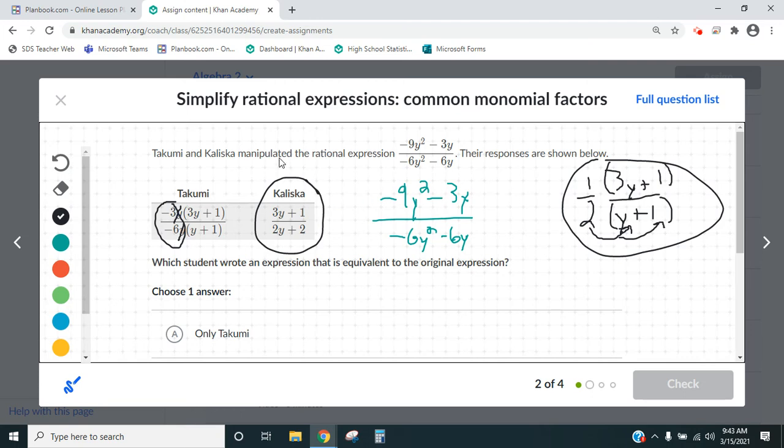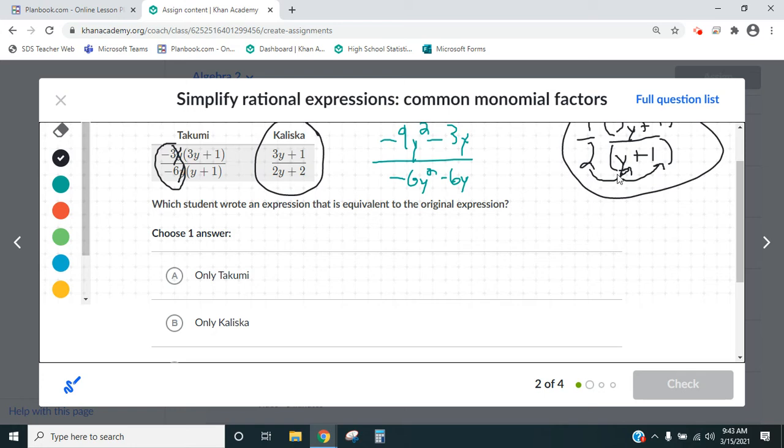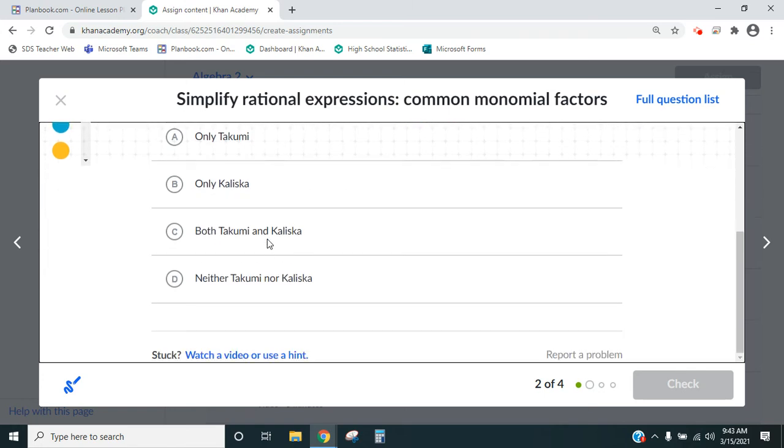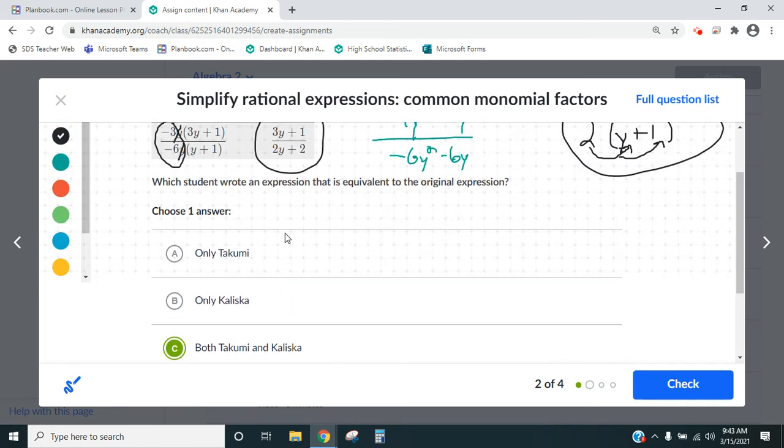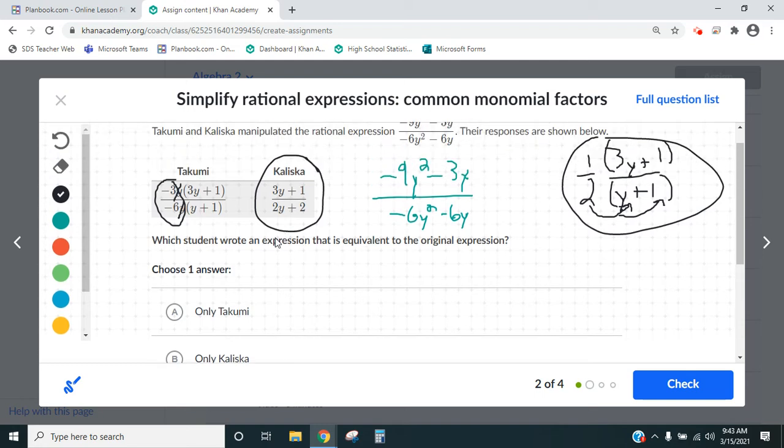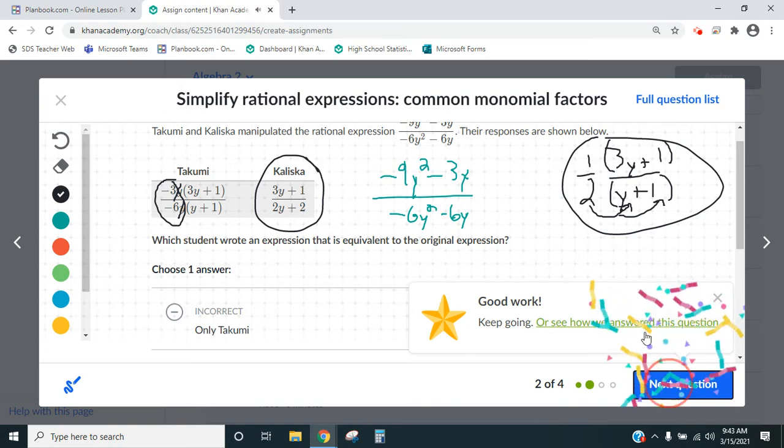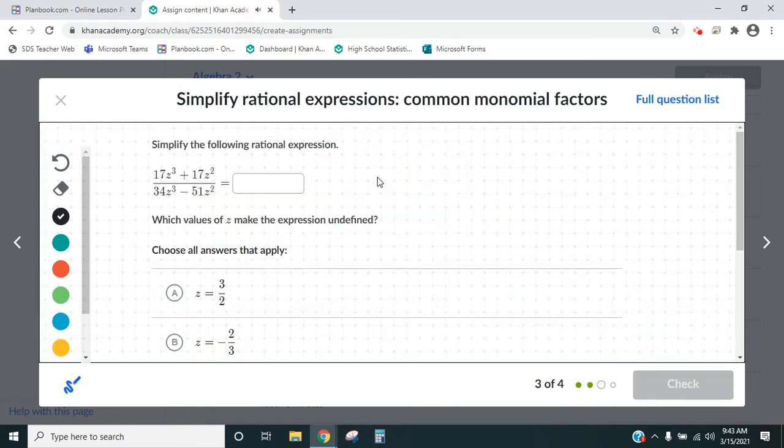So is Kaliska also correct? Yeah, Kaliska was actually simplified. And then she distributed in the bottom there. So both of them are correct. All right, now they're going to really mess with you on these. There's times when they're both wrong, and they're both going to look really close to the same thing. So be careful. All right, last one on this one.